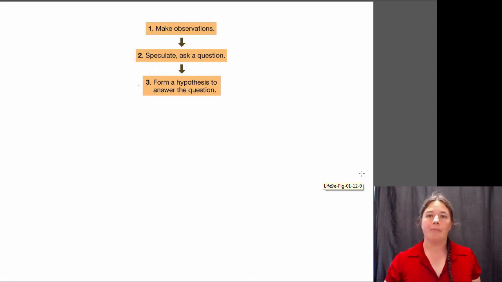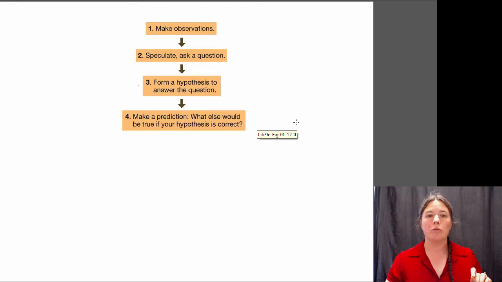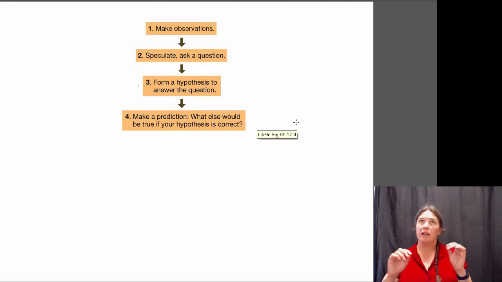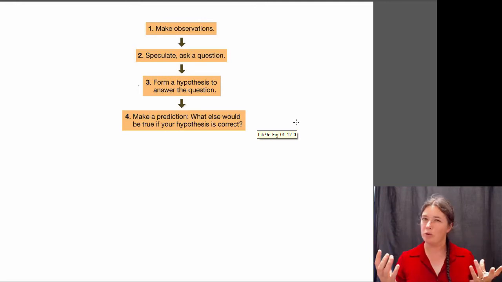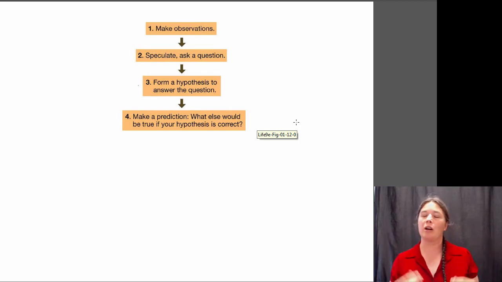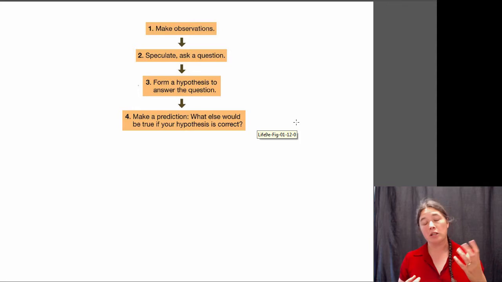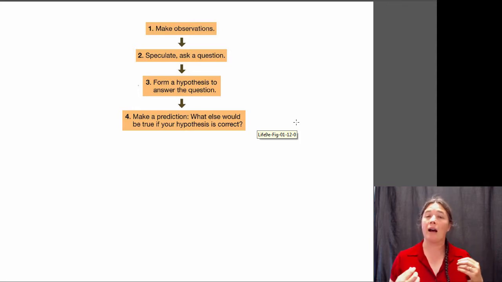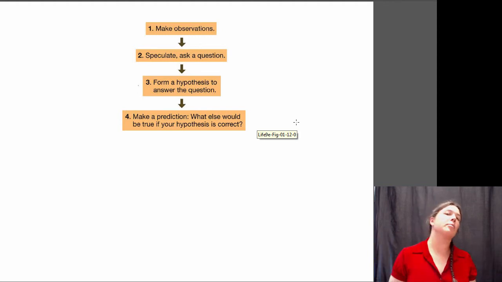Okay, and so then from there you would make some predictions. If this hypothesis is true, what would we expect to see? What could we detect that would support that hypothesis? So if my hypothesis is that the brightly colored red plumage on a bird helps it to attract a mate, then a prediction out of that might be that males or birds that have these more brightly colored feathers have more mates than birds that have less brightly colored feathers.